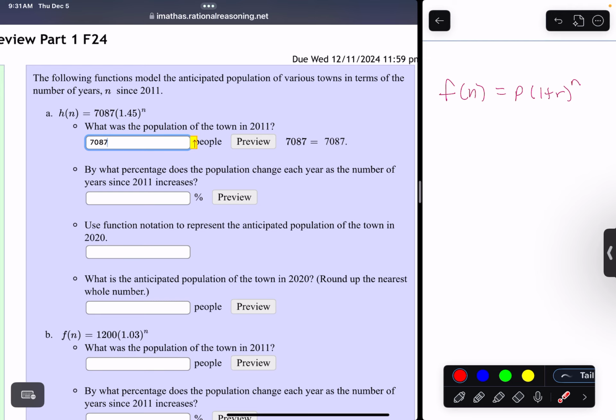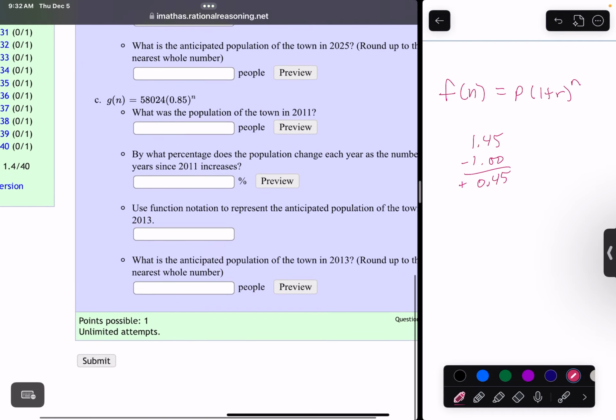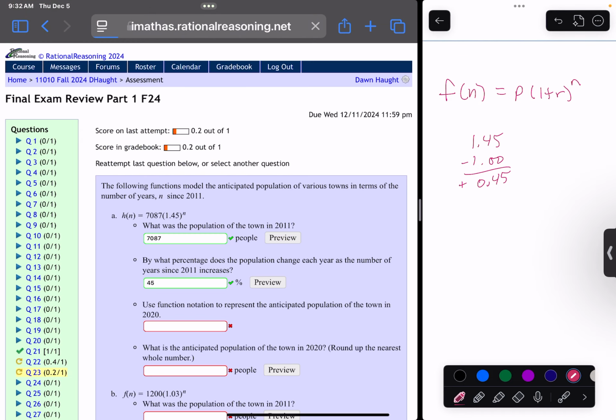What percent does the population change each year as the number of years since 2011 increases? Well, if we look at that 1.45, just take off 1, and that is the decimal equivalent of how it's changing. It went up. It's a positive change. And so if you move the decimal place 2 places to the right, that is a change by 45%. They already have the percentage symbol marked, so I'm going to leave it as 45. Let me go ahead and hit submit just to check our work.